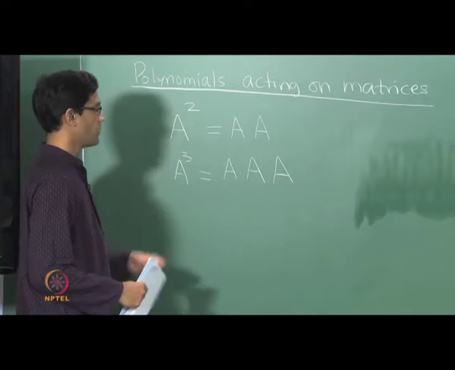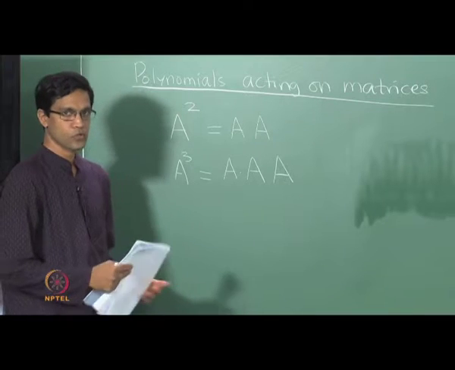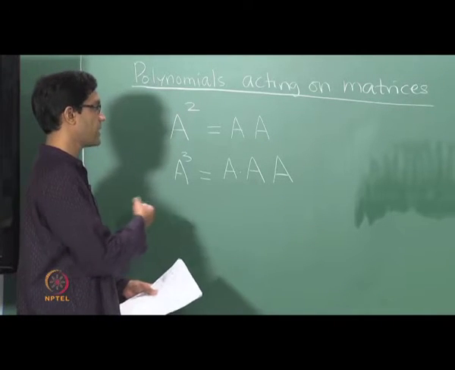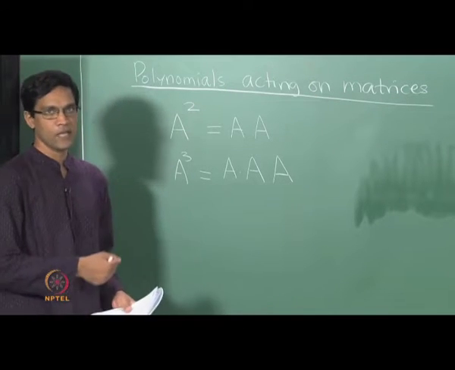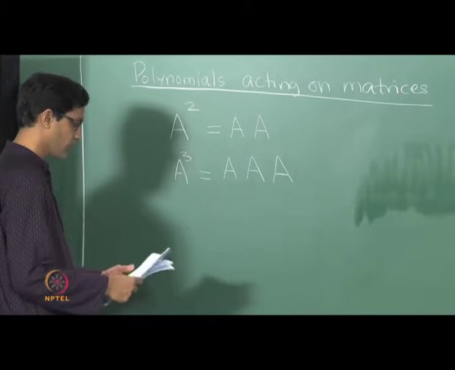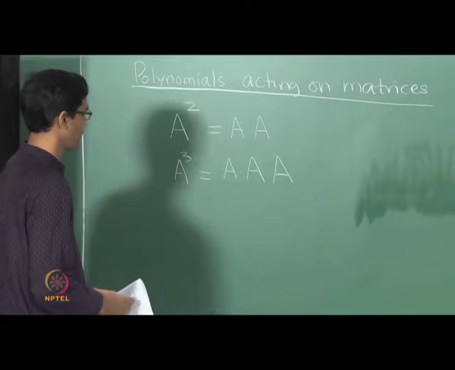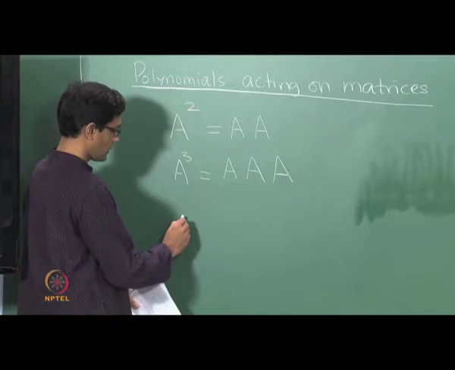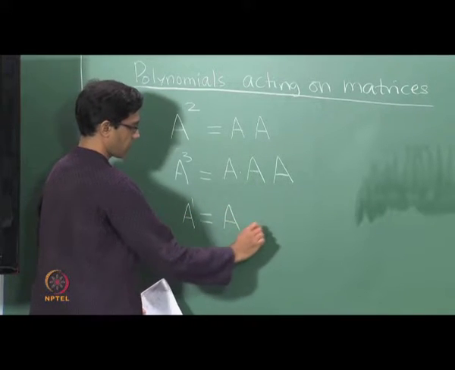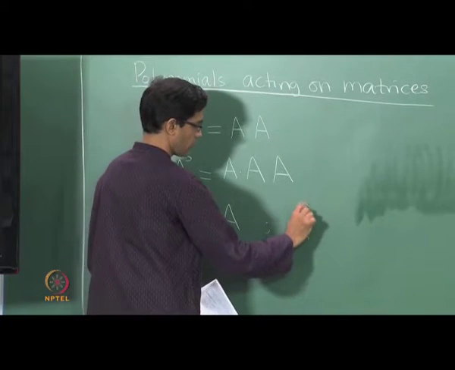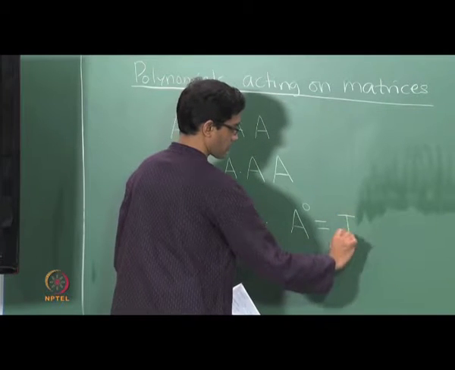For instance, A squared would count the number of paths of length 2 in a graph, provided A is the adjacency matrix of the graph. A cubed would count paths of length 3, and so on. Okay, so powers made a natural appearance in counting problems. Now let's do the following. A power 1 of course is just A. Let's define A power 0 to be the identity matrix.